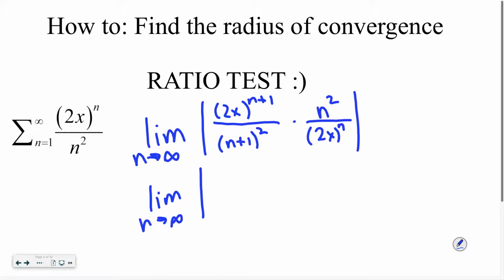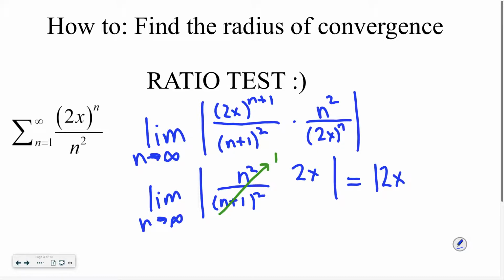Okay, so if we want to take this limit, we like to scrunch these guys together. And then 2x to the n plus 1 divided by 2x to the n would leave us with just 2x to the first. Do you agree? So this goes to 1. And what would our limit equal? The absolute value of 2x, right?